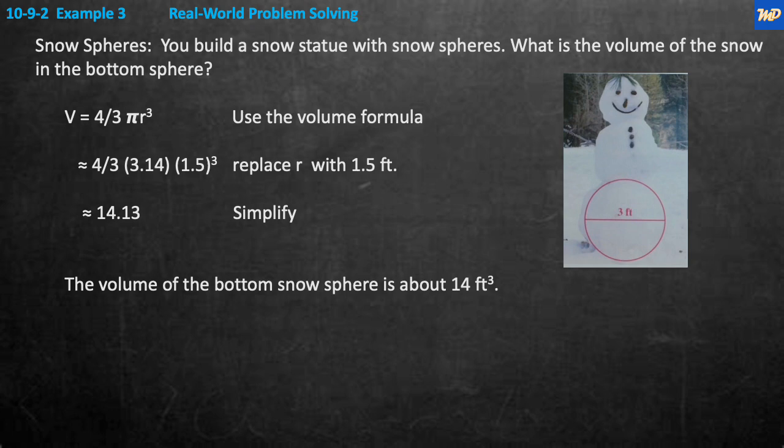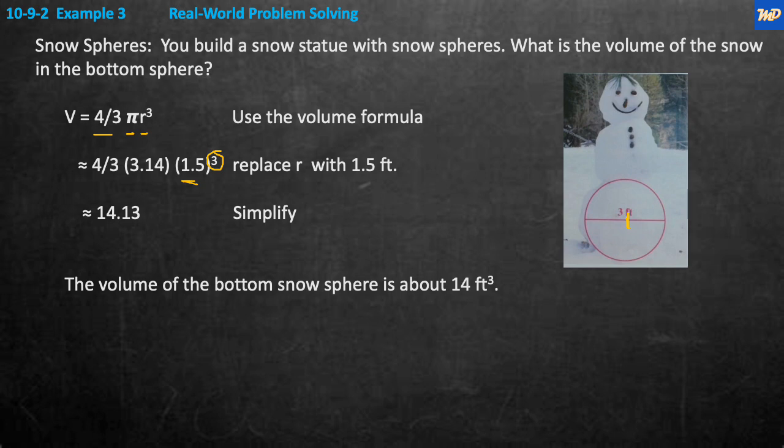Well, what we know is the formula for the volume of a sphere is 4/3 pi r cubed. Remember that. Using the formula, let's fill it in. It's approximately, they're saying approximately here because we're using pi. We're going to substitute 3.14 for pi. So 4/3 times 3.14 times 1.5, because the diameter of this sphere is 3 feet, half of it is 1.5, feet cubed. Okay, replace r with 1.5.